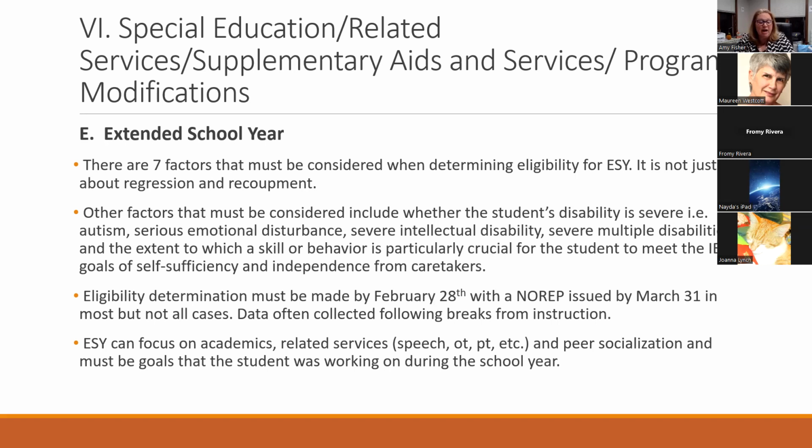Now, I said there were 7 factors. I didn't go over all 7 of them, again, because it gets lengthy, but at the end, I have a few resources linked, and one of them that I have linked is for extended school year, and it outlines very specifically what those 7 factors are. But the important takeaway for tonight, I think, is ESY is about more than just regression and recoupment, even though that's what you'll hear.